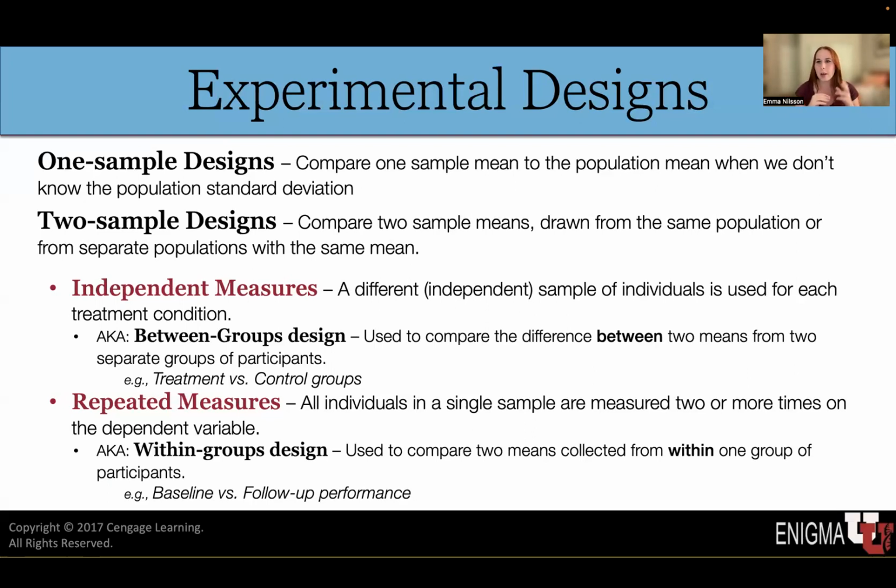We often will call this a between groups design because we use this to compare the difference between two means from two completely separate different groups of participants. An example of this would be a treatment versus a control. You have one group that is your control, and then you have a completely separate group that you do the treatment on, and you compare the means of those two samples. That's an independent measures or between groups design.